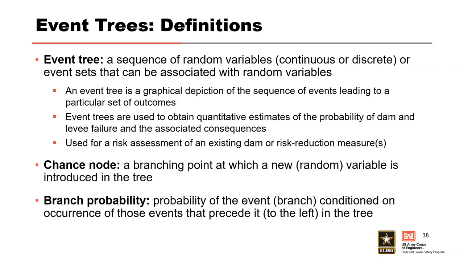First, some definitions. An event tree is a sequence of random variables or event sets that can be associated with random variables. It is a graphical depiction of the sequence of events leading to a particular set of outcomes, which in our case is typically breach or non-breach, which have associated life loss and economic consequences. A chance node is a branching point at which a new variable is introduced in the tree. And a branch probability is the probability of the event given the occurrence of those events that preceded it in the tree. I will step through an example of an event tree on the next slide.